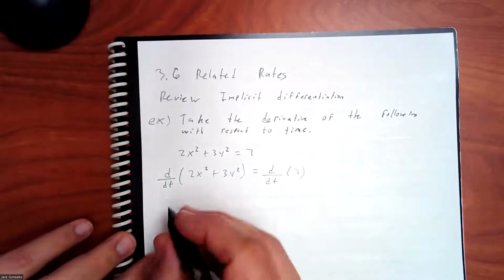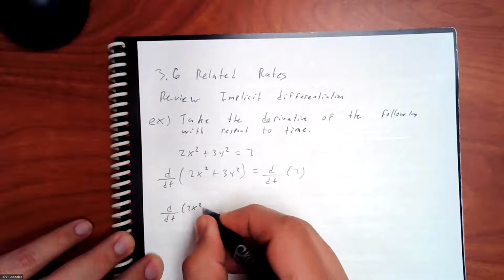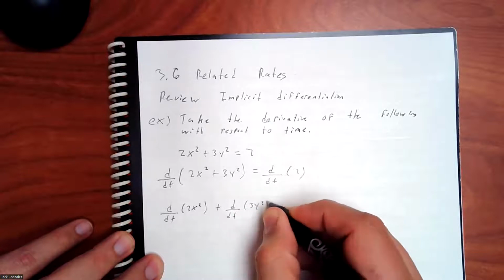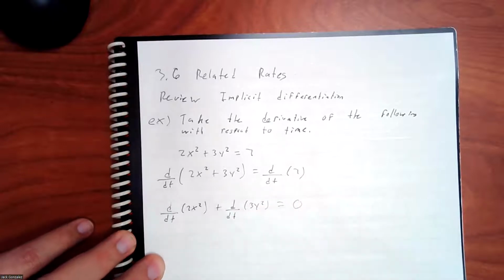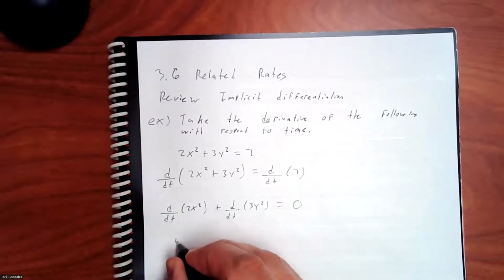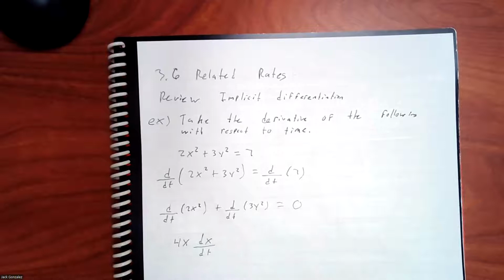So that would give us a derivative with respect to time of 2x squared plus derivative with respect to time of 3y squared equal to 0, because derivative of any constant with respect to anything is always going to be 0. So what is derivative of 2x squared? So then it'll be 4x and then times the implicit piece. So it'll be 4x times dx dt, right?